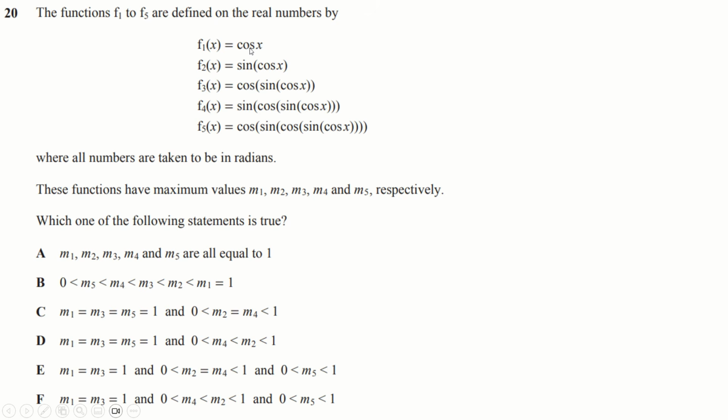Now the maximum value of cos is clearly 1, and it happens when x equals 0, although that's not too important to us. It seems like we can do any range of values we want here, so I'll just go close to 0 every time. Now, sine of cos of x.